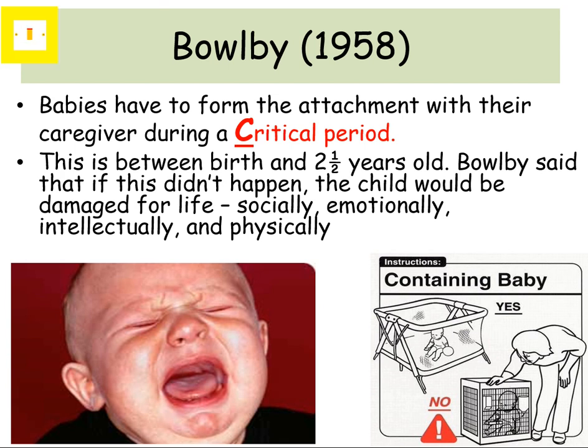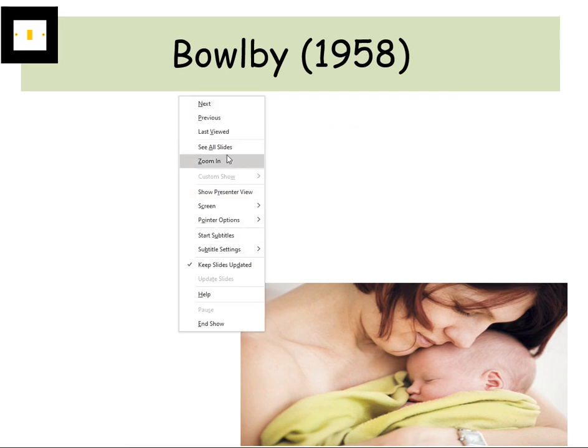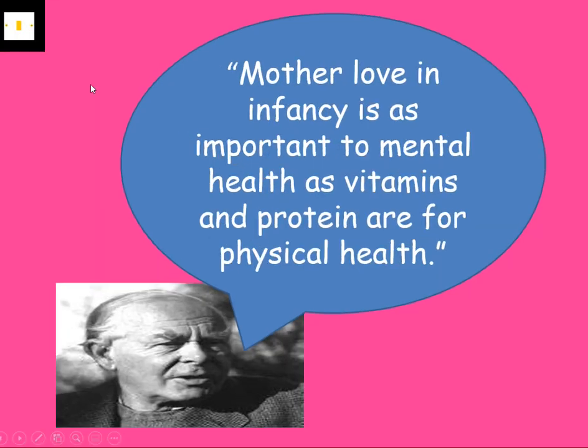Emotionally, so they might be quite aggressive or have very emotional outbursts or struggle to control their cry. Intellectually, so they might be more developmentally delayed, and physically, they might not grow as tall, as strong, and so on. And you'll see some examples throughout this unit of that. So if I can just flick back to this, now you can understand Bowlby's quote, because he says that mother love in infancy has got to happen in the first 2.5 years.